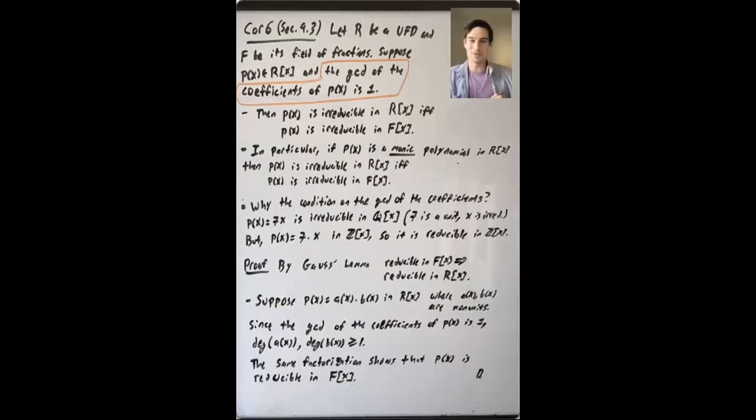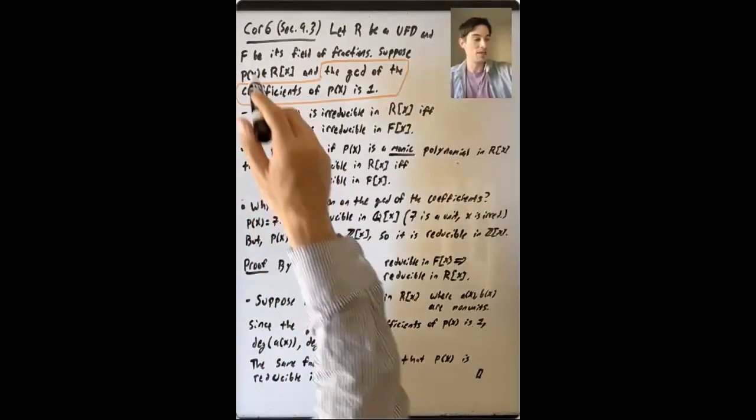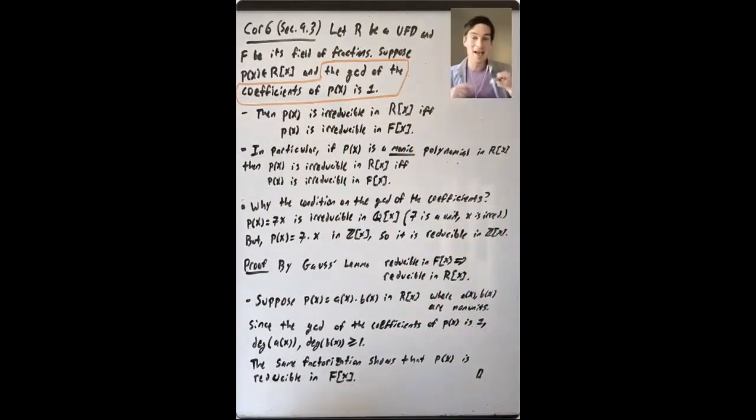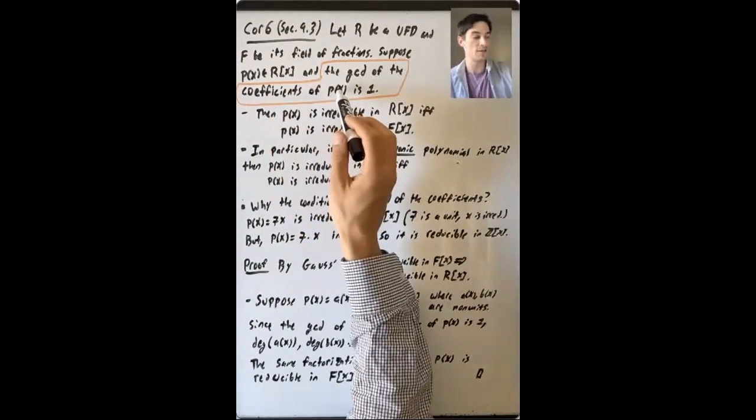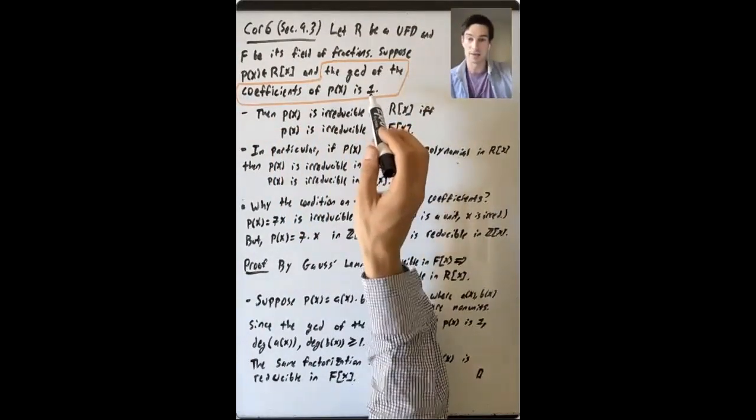In this video, we'll start by proving a corollary of Gauss's lemma. This is corollary 6 in section 9.3. The setup is we'll let R be a UFD, F be its field of fractions, and P of X be a polynomial in R[X]. And we're going to suppose that the GCD of the coefficients of P of X is 1.